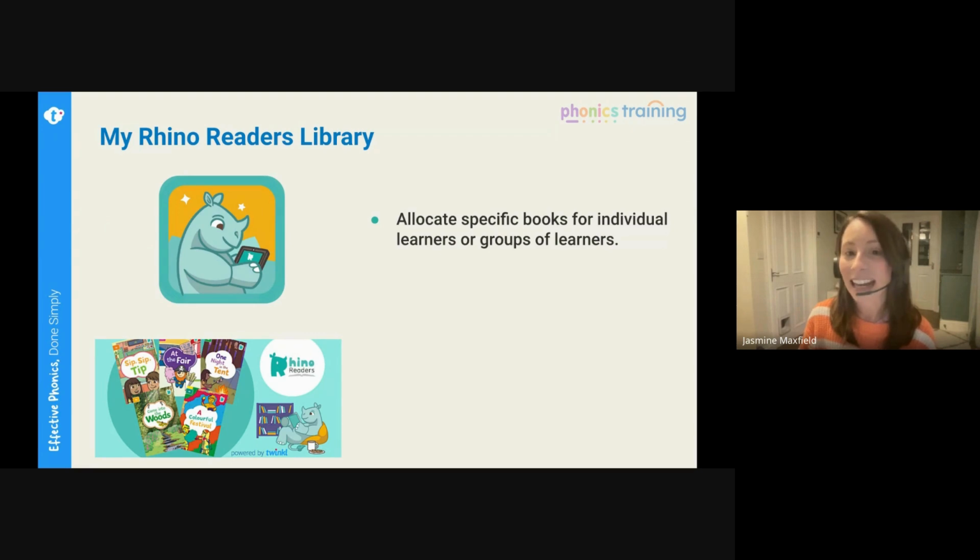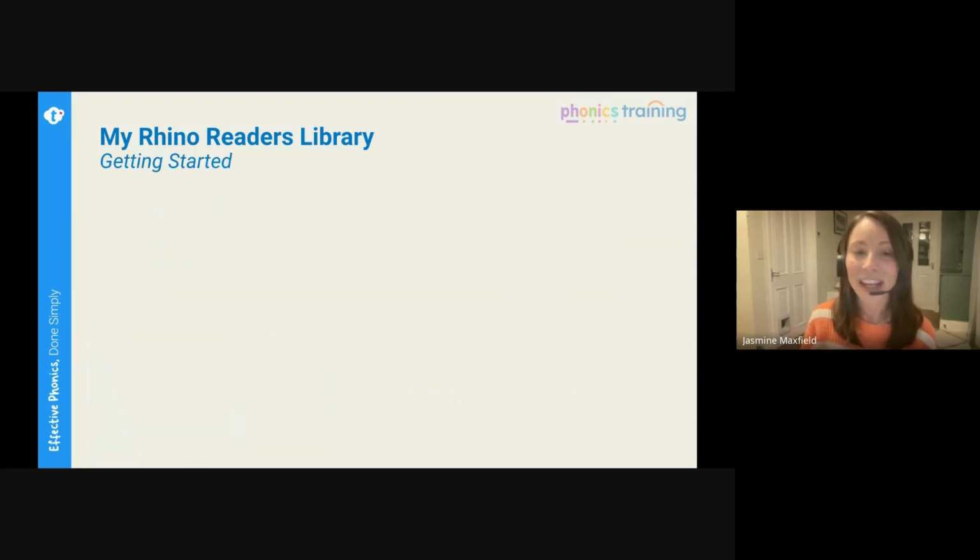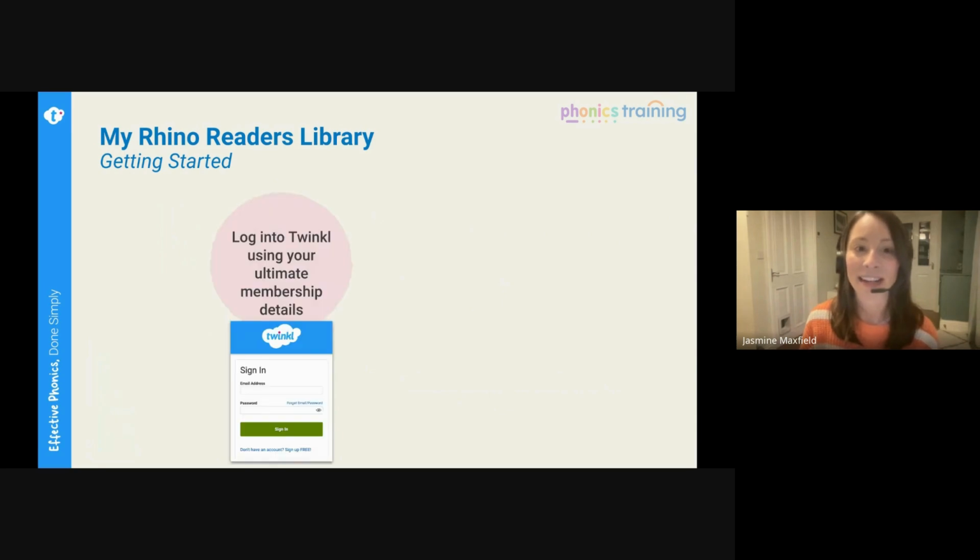It's a way that you can allocate specific books for individual learners or groups of learners. It enables your learners to open and read my Rhino Readers on any device using their learner login. So this means that learners can access my Rhino Readers libraries and their books in school or at home on any device. So it's a way that you can allocate books, ebooks for learners to read on any device using their learner login. So how to get started with my Rhino Readers library?